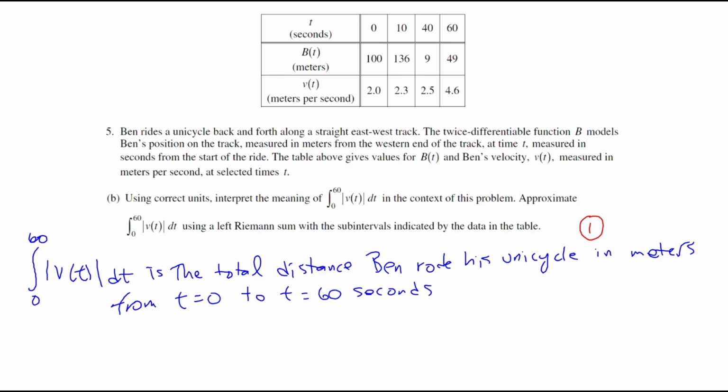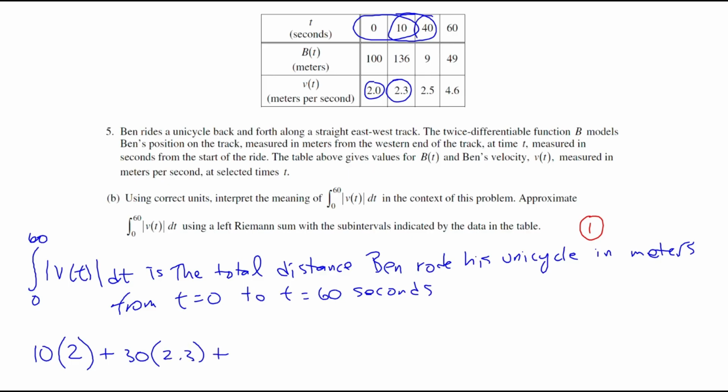We're looking for the total distance, so it's an integral of the velocity, so we're going to be putting in our velocity values here. So the first interval is from 0 to 10. That's a width of 10. And then the velocity at 0 is 2. And then we'll add to that the 30-second interval from 10 to 40 times the left side of that interval, which is 2.3.